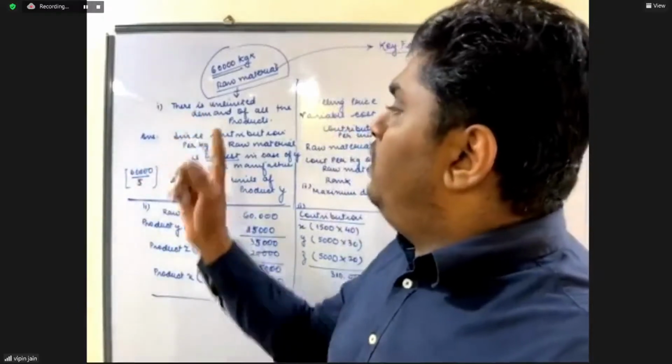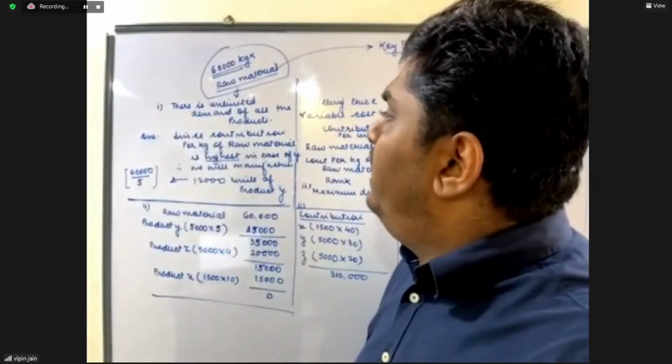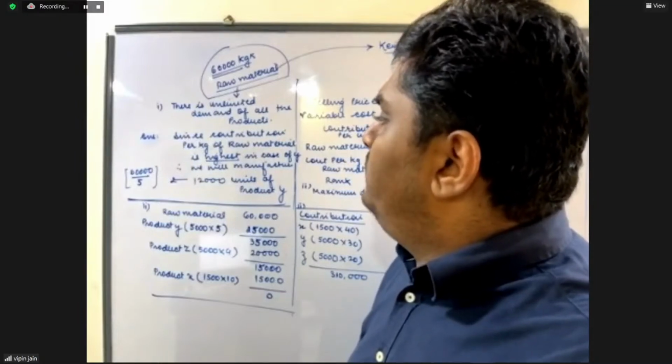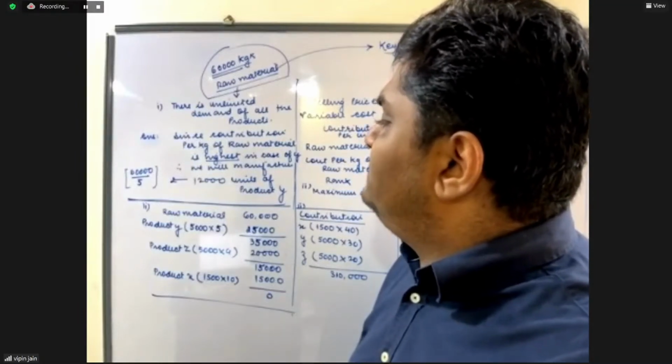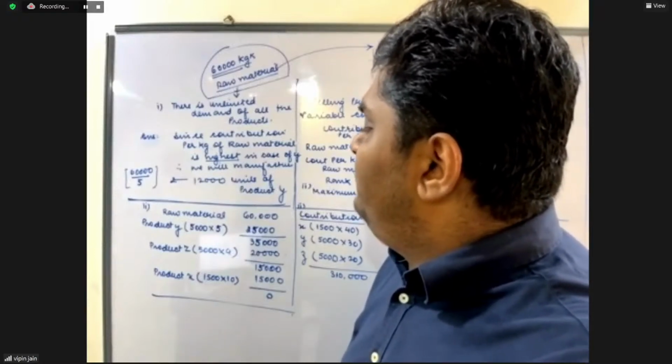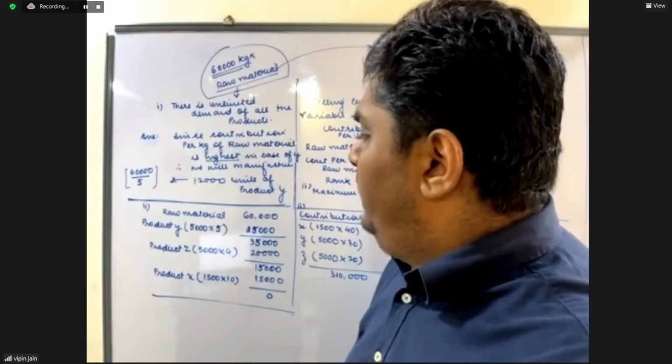So here, when talking about the first part, there is unlimited quantity demand of all the products. Then since the contribution per kg of raw material is highest in case of Y, so we'll manufacture only product Y, that is, we'll manufacture 12,000 units of product Y.